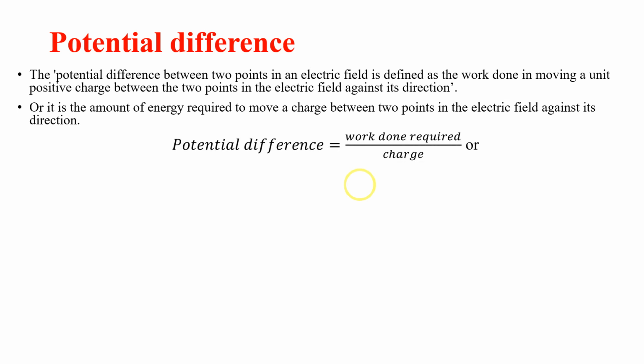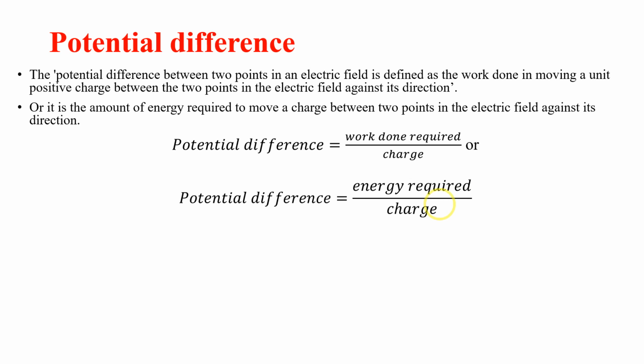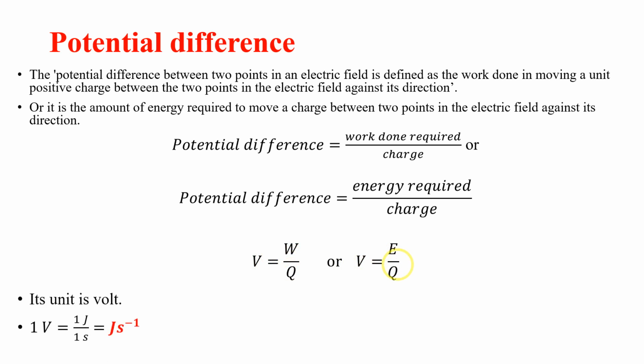So potential difference is equal to work done required per charge, or energy required per unit charge in an electric field to move against its direction. So we can write potential difference is equal to work done per unit charge or energy required per unit charge, and its unit is volt. 1 volt is equal to 1 joule per coulomb.